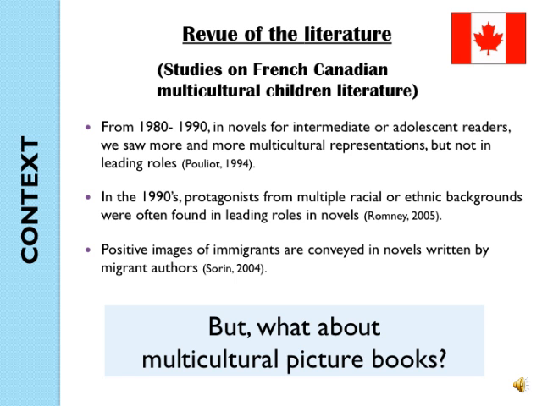We can see that in the 1980s, in novels for intermediate or adolescent readers, there were more and more multicultural representations, but they were not in the leading roles. However, in the following decades, protagonists from multiple racial or ethnic backgrounds were often found in leading roles in novels. At last, in another study, it was shown that positive images of immigrants are conveyed in novels written by migrant authors. However, we don't know much about multicultural picture books, so that brings us to the questions of the present research.